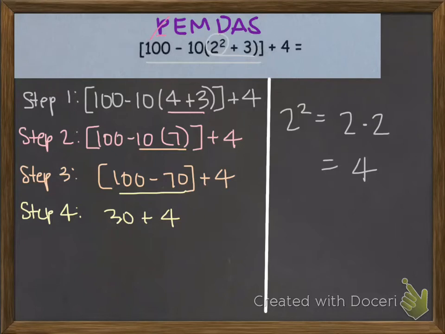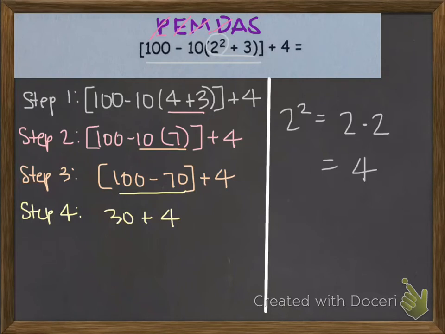Do I have any exponents in my problem? No, those were inside of the parentheses, which were inside of the brackets, so I had to solve for those already. Do I have any multiplication or division? No, I don't anymore. I did inside of the brackets, but because they were inside of the brackets, I had to solve it first. So I'm done with multiplication and division. Is there any addition or subtraction? Yeah, there is. I have 30 plus 4.